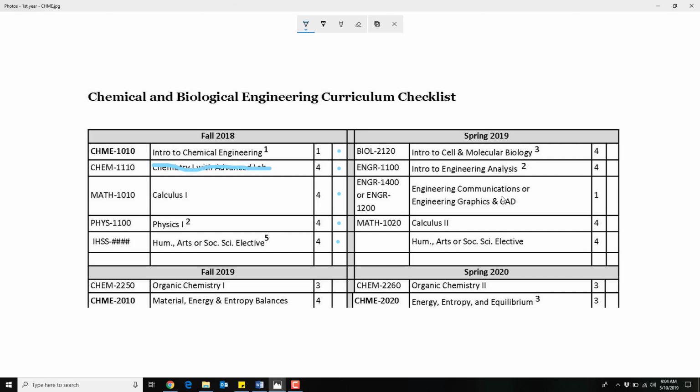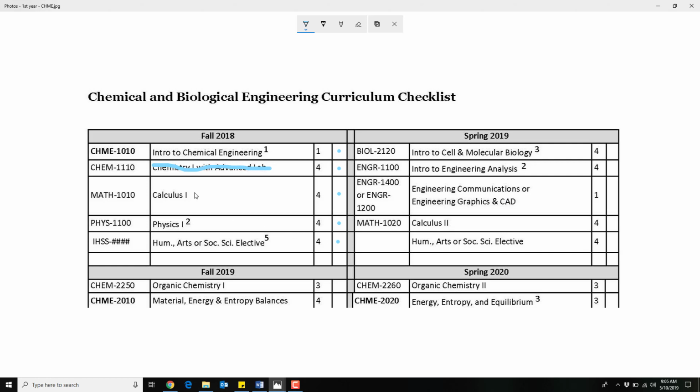Next, you have Engineering Communications or Engineering Graphics and CAD. These courses, again, are interchangeable. Engineering Graphics and CAD is a course that strictly has CAD. In Engineering Communications, the first half of the course is CAD, and then the second half of the course features word processing software. As a chemical engineer, you're really able to take either of these. However, I would say that the majority of students do take Engineering Communications over Engineering Graphics and CAD. Then you've got Calculus 2 and a humanities, arts, or social science elective.